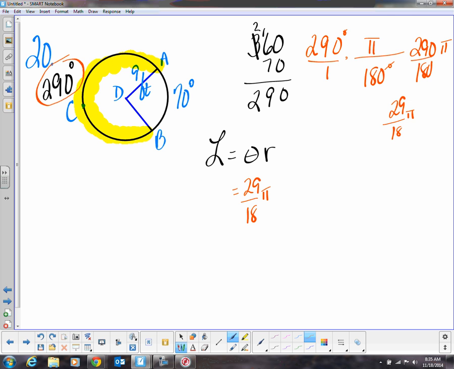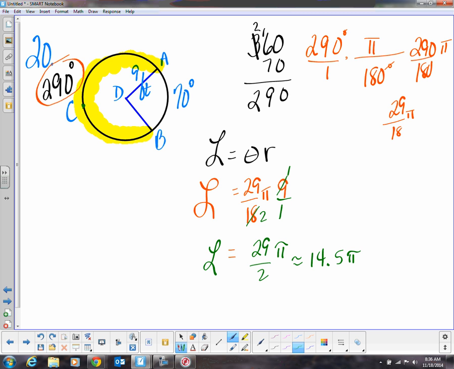Did they give you r? Yes. What is r? 9. So you can multiply 29 times 9 and then simplify. I choose to simplify with easier numbers. That's 29 over 2 pi, which is the same thing as 14.5 pi on your arc length. You may leave it in a fraction, yes.